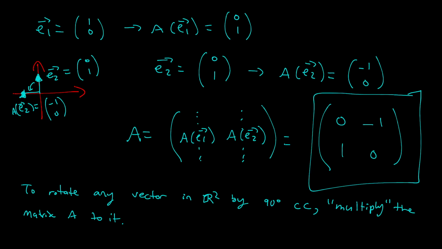Since AE1 is 0, 1, and AE2 is negative 1, 0, the columns of the matrix A can be represented by AE1 and AE2. So the matrix A is just 0, 1, negative 1, 0, or 0, negative 1, 1, 0, reading row first. And to rotate any vector in R2 by 90 degrees counterclockwise, you multiply the matrix A to it.